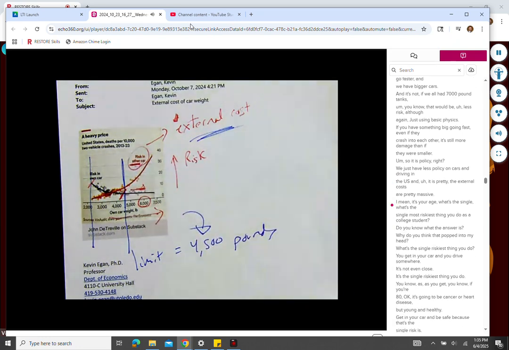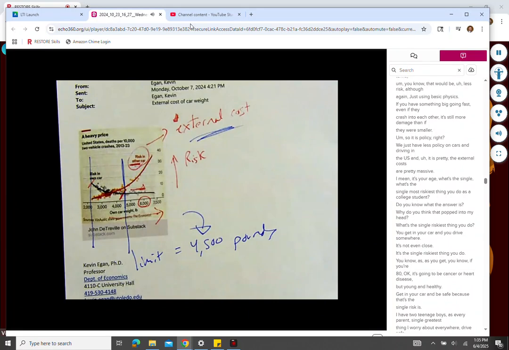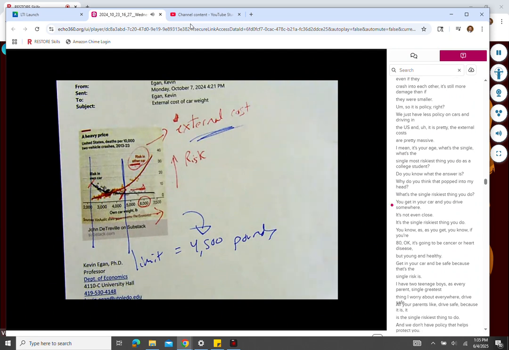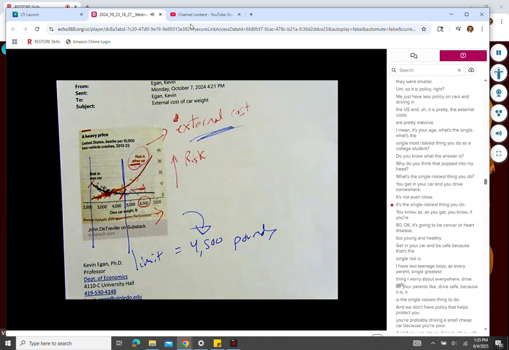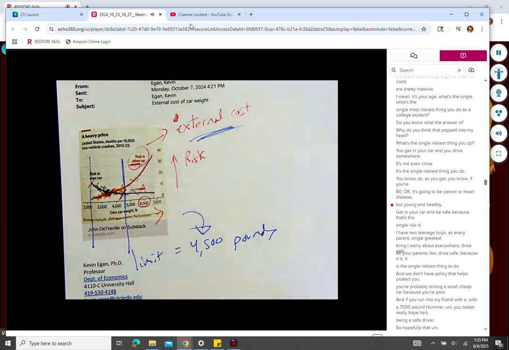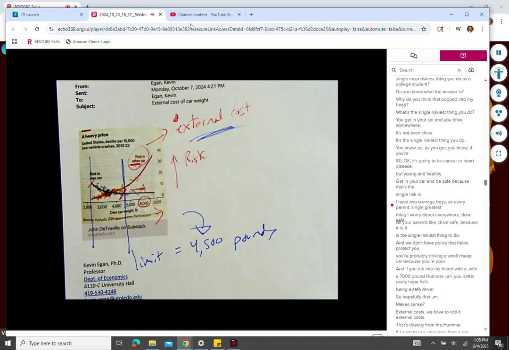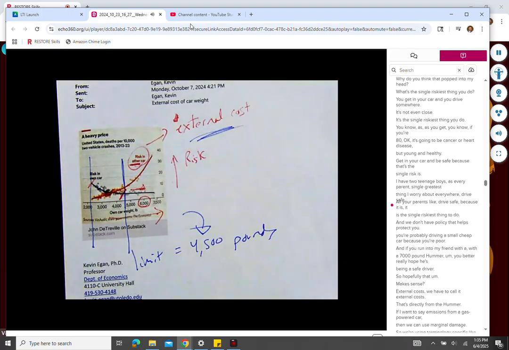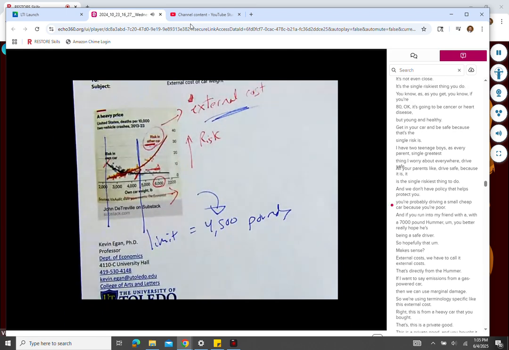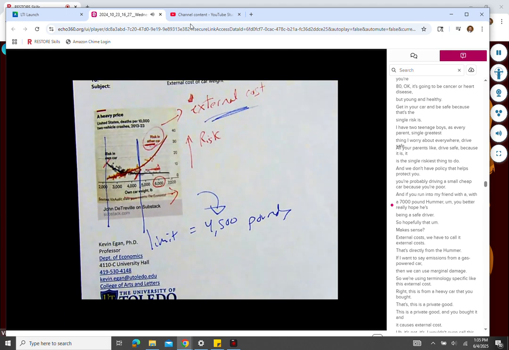I mean, at your age, what's the single riskiest thing you do as a college student? You know what the answer is? Why do you think that popped into my head? What's the single riskiest thing you do? You get in your car, you drive somewhere. It's not even close. It's the single riskiest thing you do. If you're 80, okay, it's going to be cancer or heart disease. But young and healthy, get in your car and be safe, because that's the single riskiest. I have 2 teenage boys. As every parent, single greatest thing I worry about everywhere, drive safe. All your parents are like, drive safe. Because it is the single riskiest thing to do. And we don't have policy that helps protect you. Because you're probably driving a small, cheap car because you're poor. And if you run into my friend with a 7,000-pound Hummer, you better really hope he's being a safe driver.